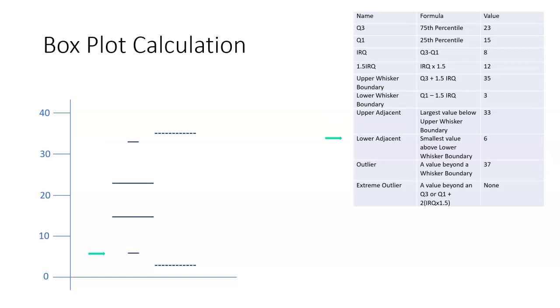We also have a value that is outside of the upper whisker boundary. This is called an outlier. We place a dot on any of these values. The same would hold true for any value less than the lower whisker value. I have seen use of extreme outliers. These would be any value that is outside of the values of Q3 plus 2 times 1.5 IQR or Q1 minus 2 times 1.5 IQR.